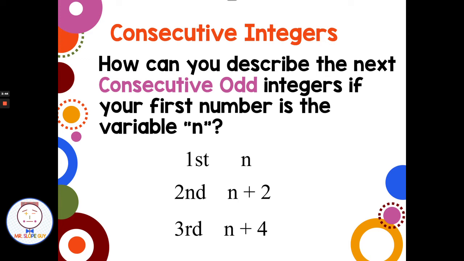So the relationship between even and odd numbers is the same. When you start with an even number and add 2, you get to the next even number. If you start with an odd number and you add 2, you would get to the next odd consecutive integer.